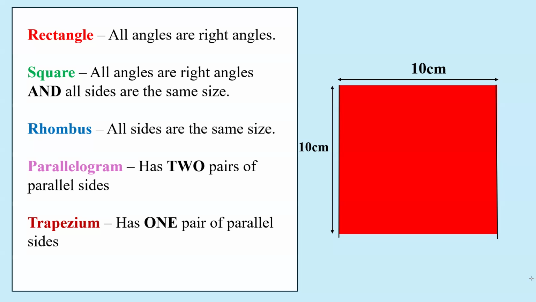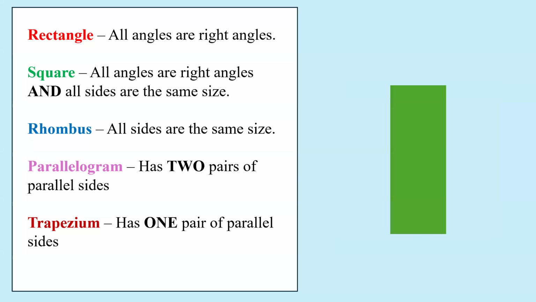Okay, and finally, trapezium. Now we've already established it has two pairs of parallel sides. A trapezium has only one. Therefore, it isn't a trapezium, but it can be classified as the other four. Okay, so rectangle, square, rhombus, and parallelogram.